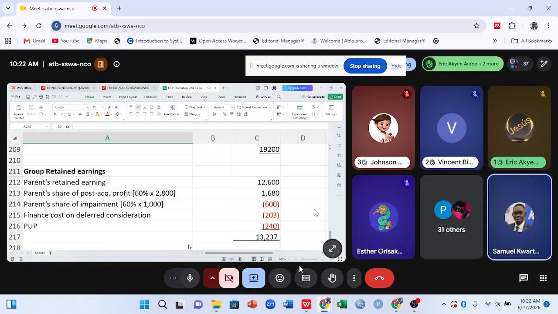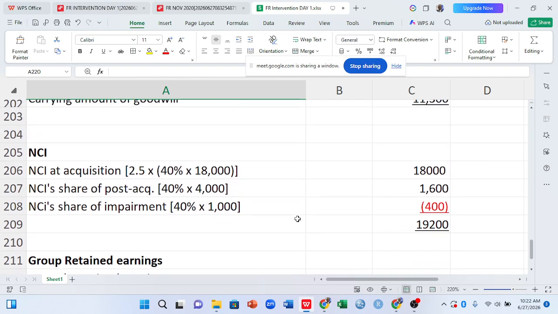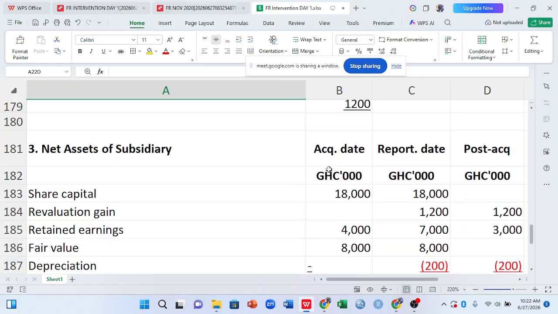Vincent, your hand is up. Yes, please. Sir, I want to ask a question on impairment of goodwill. Instead of treating it under NCI and group retained earnings, can you simply subtract it from the net asset of the subsidiary? Net asset of subsidiary. Why will you do that?